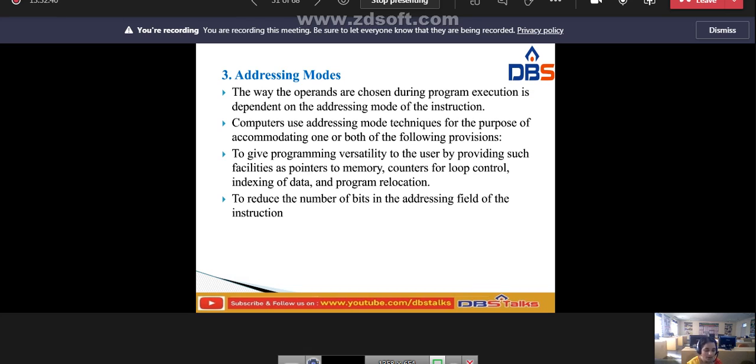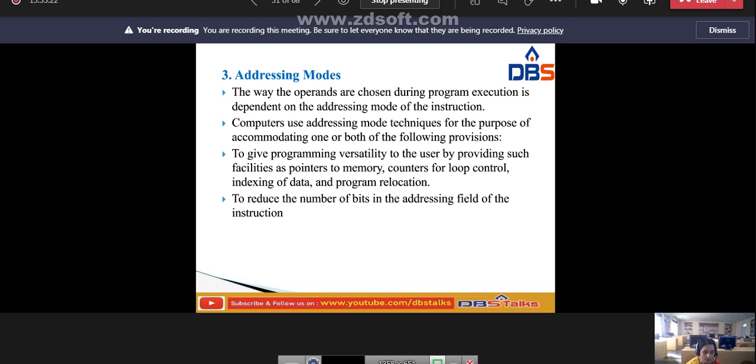The computer uses addressing mode techniques for the purpose of accommodating one or both of the following provisions. First, we give programming versatility to the users by providing such facilities as pointers to memory, counters for loop control, indexing of data, and program relocation. Second, we reduce the number of bits in the addressing field of the instructions. These are the one or both of the provisions we take in the computer.